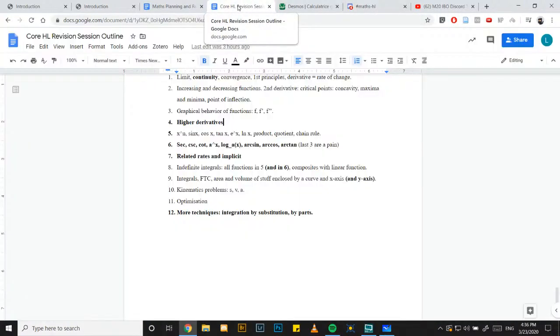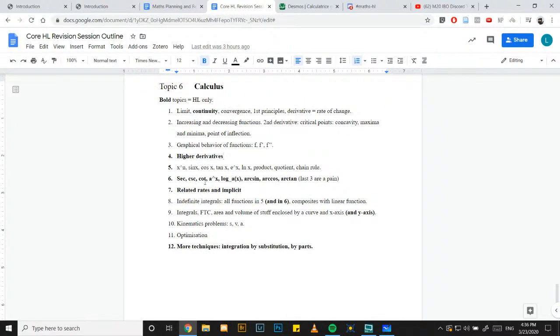Okay, so that's related rates and implicit differentiation. Next is finding integrals. So there's indefinite integrals, composition with linear function.